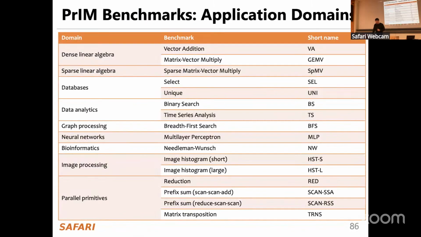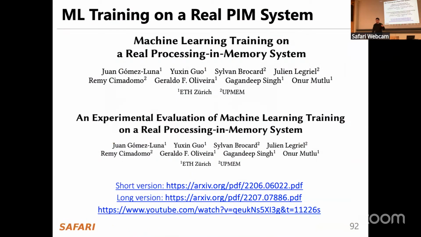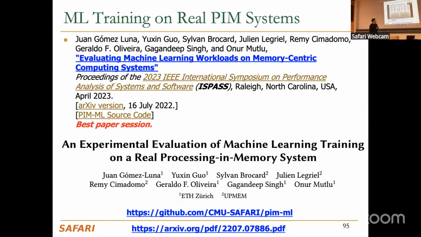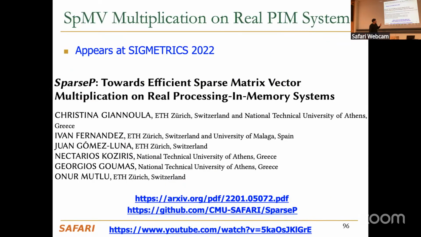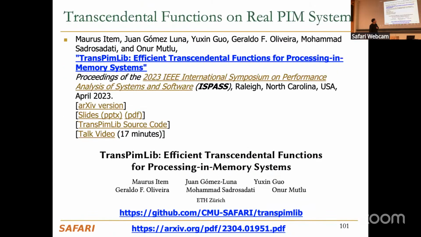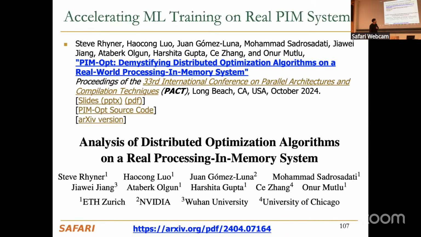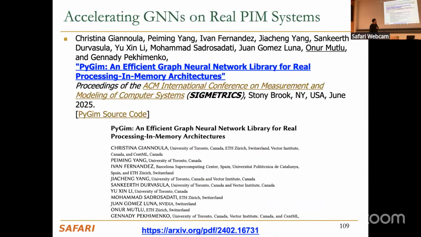So those are the 16 applications that we implemented. And since then, we have been studying the system and porting more different applications over there. We started very simple with very simple kernels, and then as we understood the system, we progressively made those applications more complex, including some machine learning applications, some sparse matrix vector multiplications, some bioinformatics workloads, and transcendental logic. So this is just a list of the applications that we ported over there.